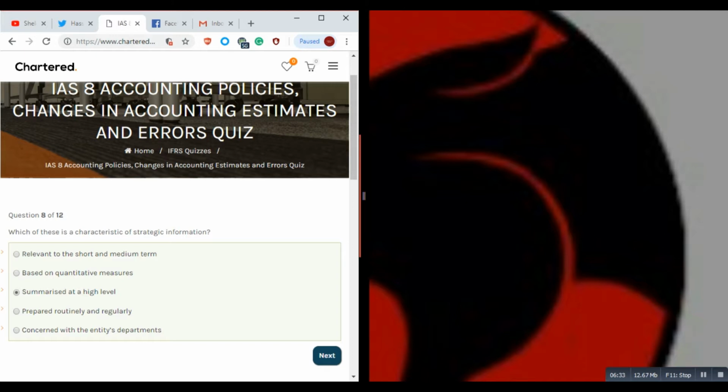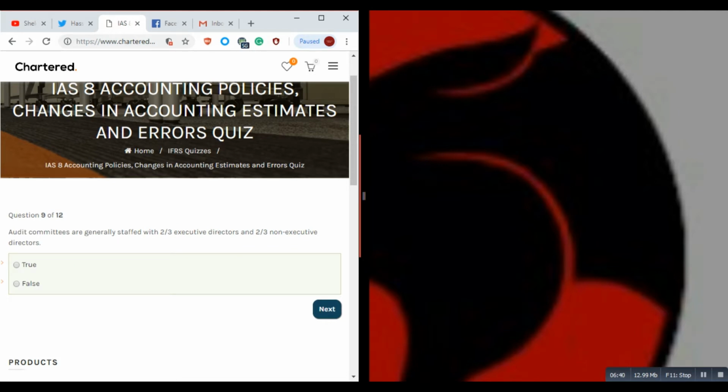Prepared routinely and regularly, concerned with the entities or departments. Audit committees are generally staffed with 2 by 3 executive directors and 2 by 3 non-executive directors. The ratio of executive to non-executive directors need not be equal. There must be non-executive directors in numbers, but obviously they should not be equal to executive directors. So that is the false statement.